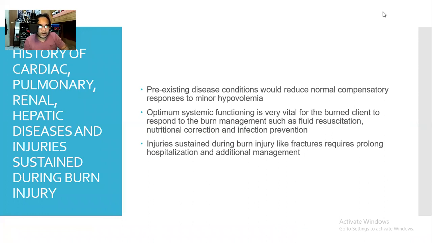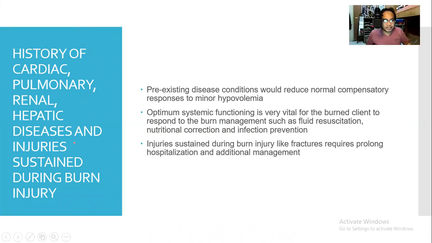History of your cardiac, pulmonary, renal, hepatic diseases, and injuries sustained during burn. So what are the things that we need to consider? Okay, remember that pre-existing disease conditions would reduce normal compensatory mechanisms. That is why sabi ko nga sa inyo, there is a special management for persons na mayroong comorbidities. Kasi mas complicated yung case nila if you're going to compare it with the person who does not have any comorbidity. There are a lot of considerations for patients with comorbidity compared to the person na nasunog pero walang comorbidity.